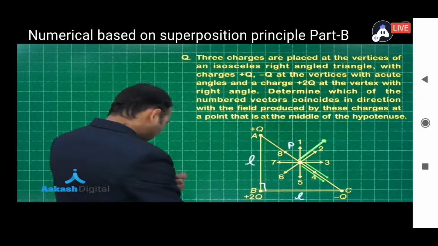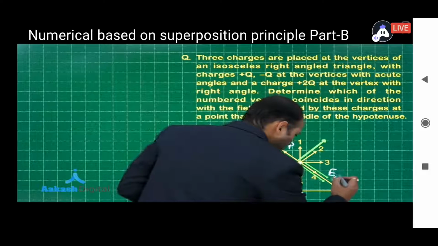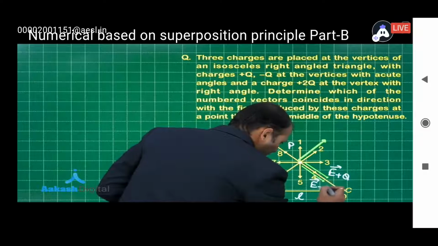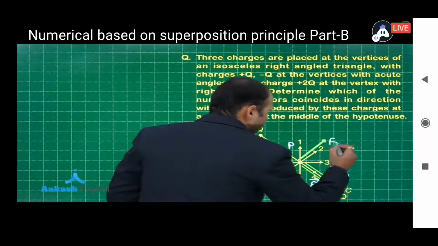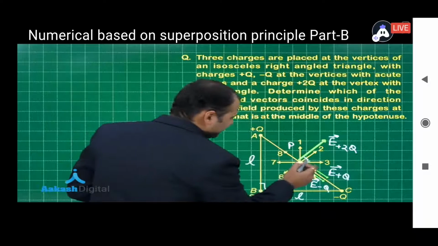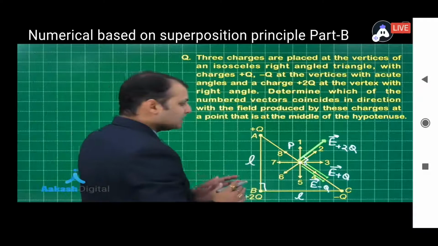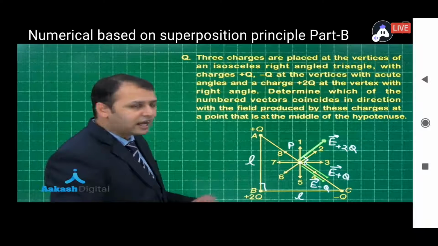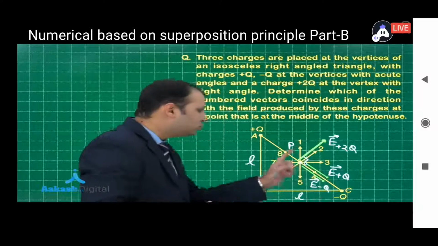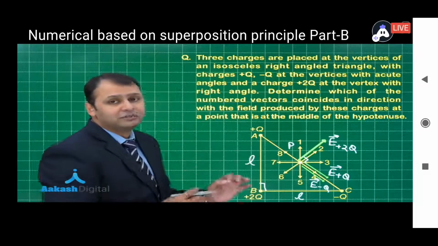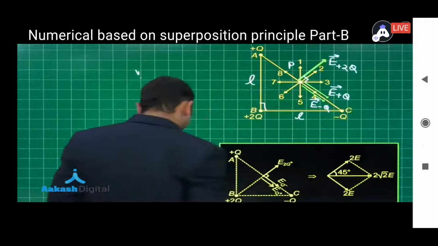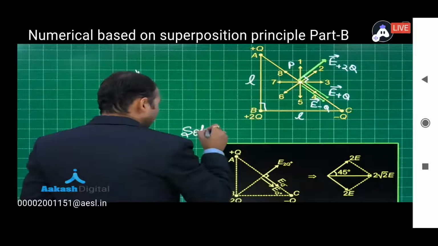So let me write that for you. Electric field due to plus q charge, electric field due to minus q charge, and this is the electric field due to plus 2q charge, right? And certainly they will be perpendicular to each other. That means there are 3 electric fields working at point P, right? The electric fields due to plus q and minus q are along the same line, so they can be added. Now, I'll give you a summary. Let's start with the solution.